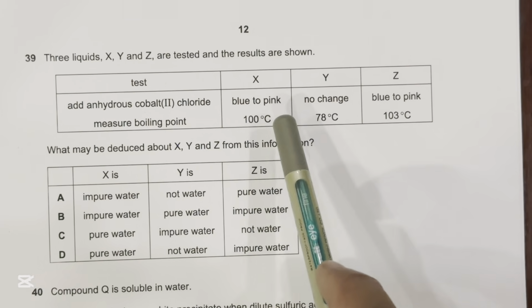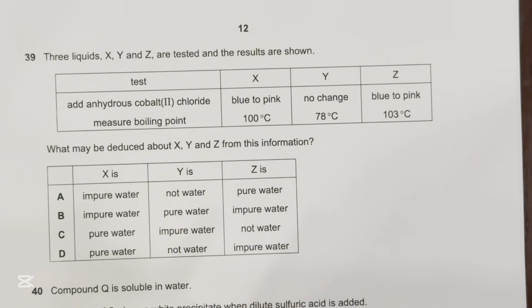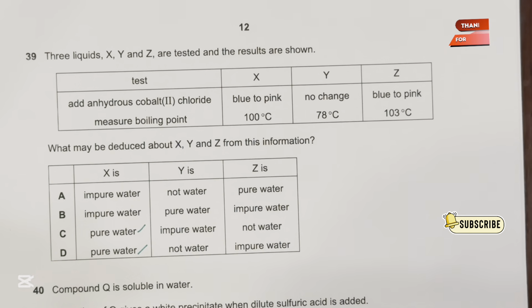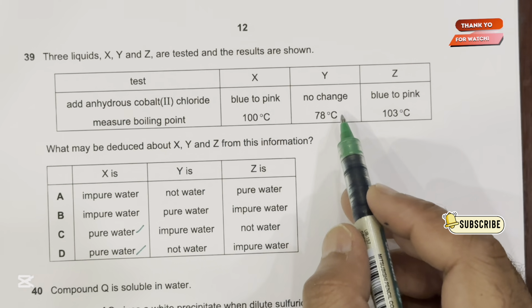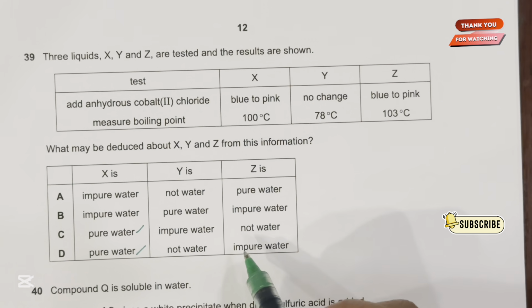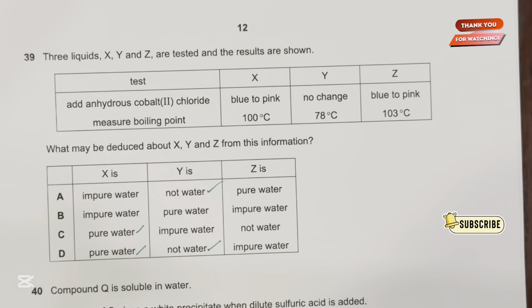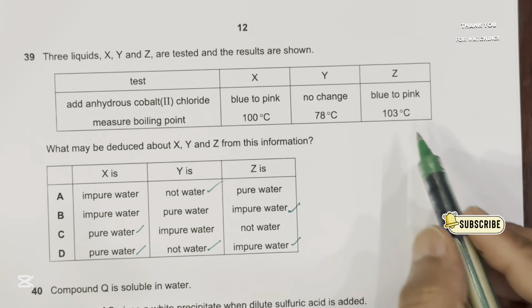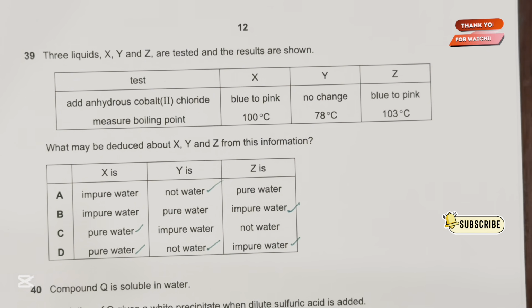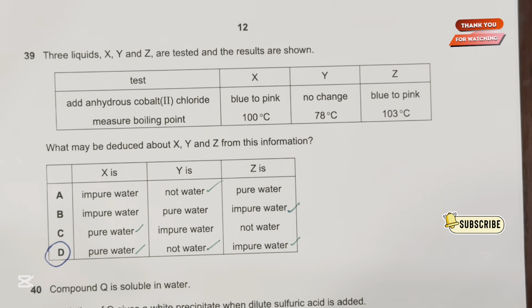X is impure? No, X cannot be impure because it has the exact boiling point of 100 degrees Celsius. So options C and D are carrying the pure water. Now Y is impure or not water? Y is not water because its boiling point would increase if impurity is added, so it should be not water. And Z is impure water because its boiling point is increased from 100 degrees Celsius. When impurities are added, the boiling point increases and melting point decreases. You should memorize this point. So option number D is carrying that choice.